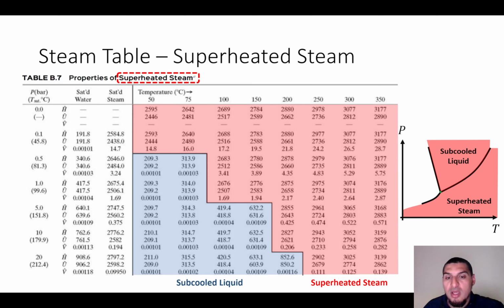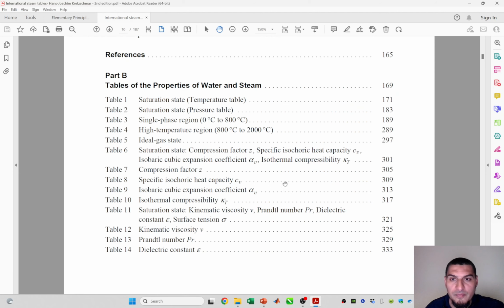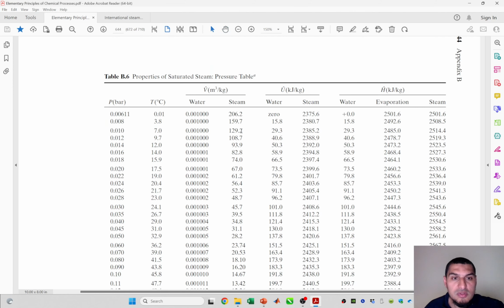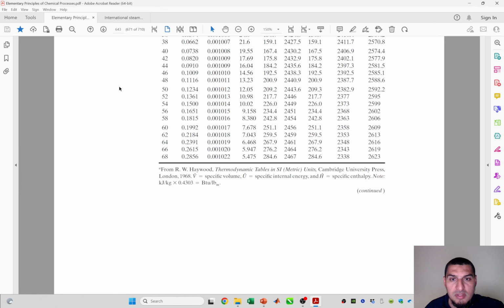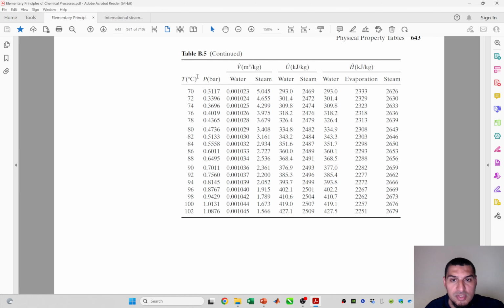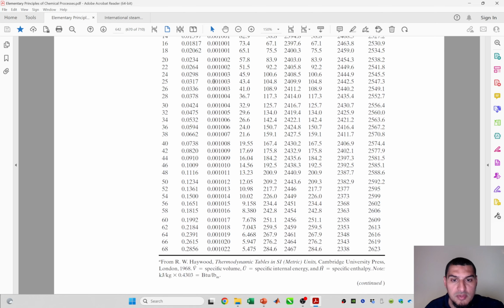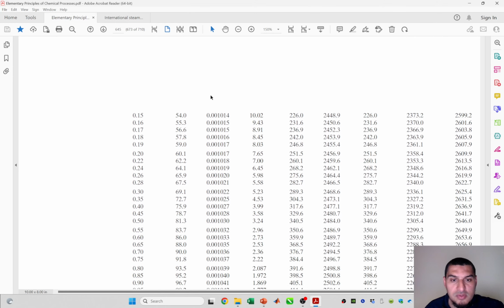Before I end the video, there are just two quick points that I want to share with you, which are really important. One of them is about the tables in the textbook. So these are the tables. This is table B6. This is table B5, which is the temperature table. As I told you, it's more than one page, so it's page 1, page 2. And for the pressure table, it is 2 pages, page 1 and page 2.